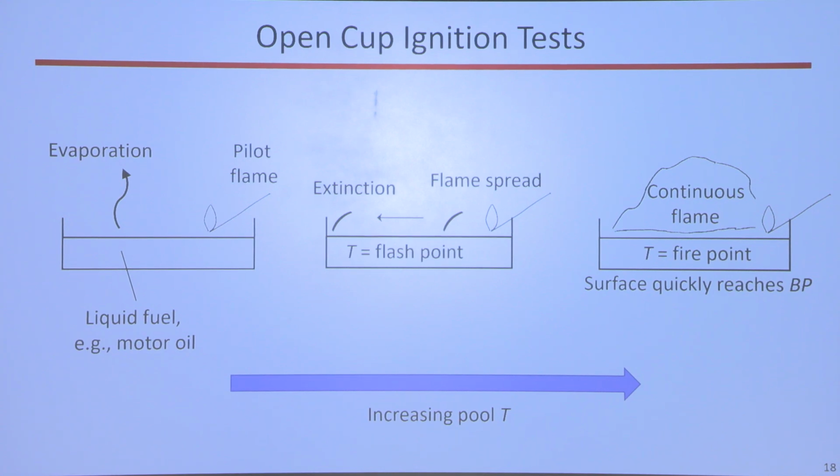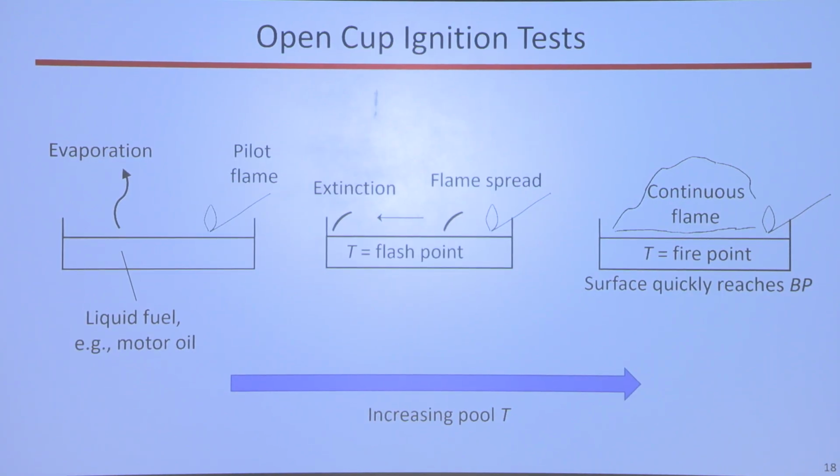And at some point, you see a flame that starts where you have your pilot and propagates across the pool and goes out. And so this is called the flash point. It's the lowest temperature at which a temporary flame, an intermittent flame, can be supported on that pool. And then if you go just a little bit hotter, usually it's only 1 or 2 degrees, and you pass your pilot flame over, now you get a continuously burning flame. And at that point, you snuff it out.